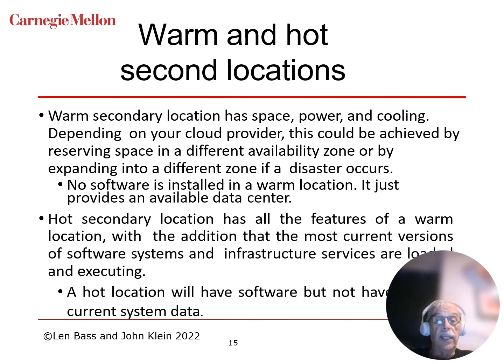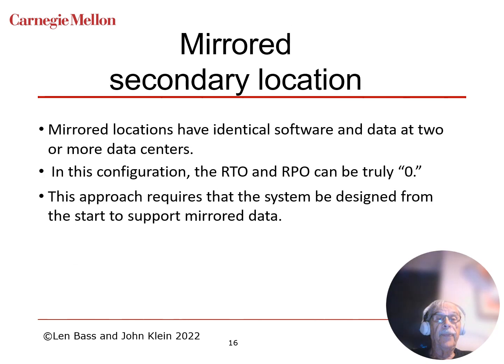And so the hot location will have software, but the data won't be up to date. And then there's something called the mirrored secondary location where everything is up to date. So both the software and the data is up to date. And in this configuration, then you can really reduce the RTO and RPO to almost zero, not truly zero, but almost zero. But then the system has to be designed to do that.